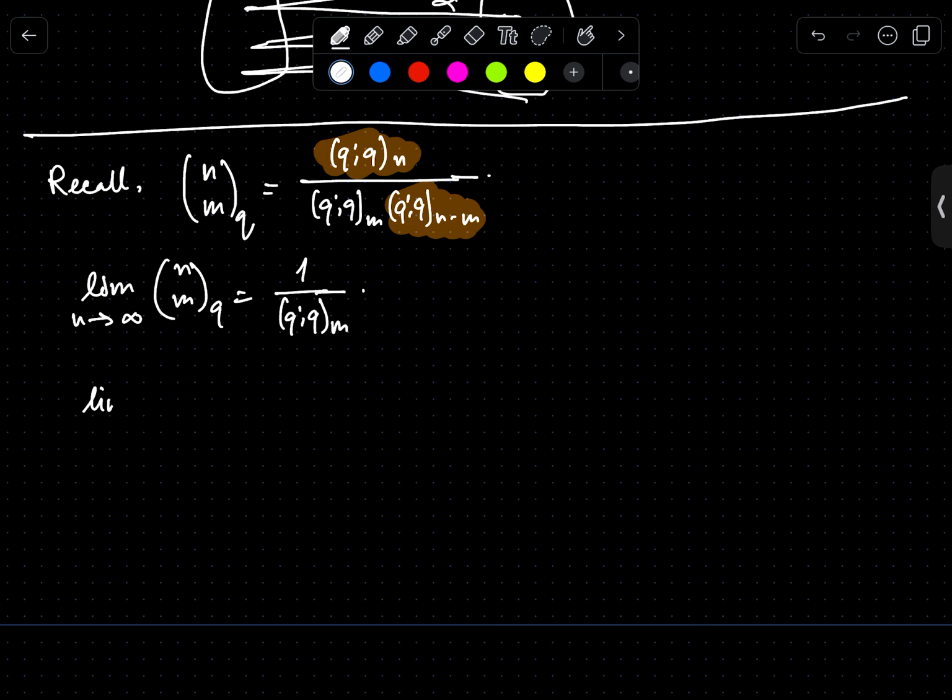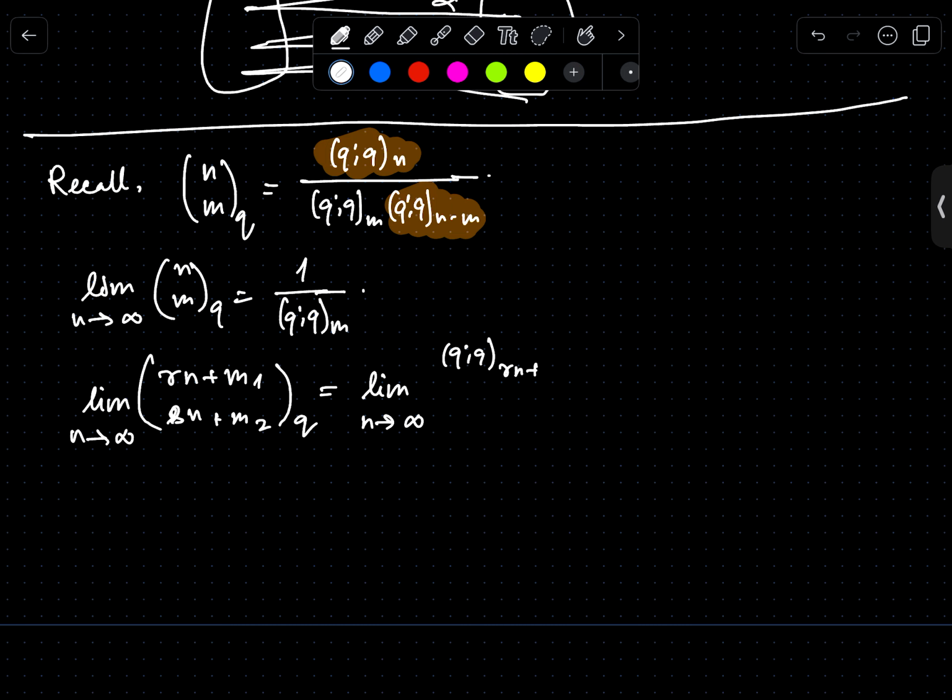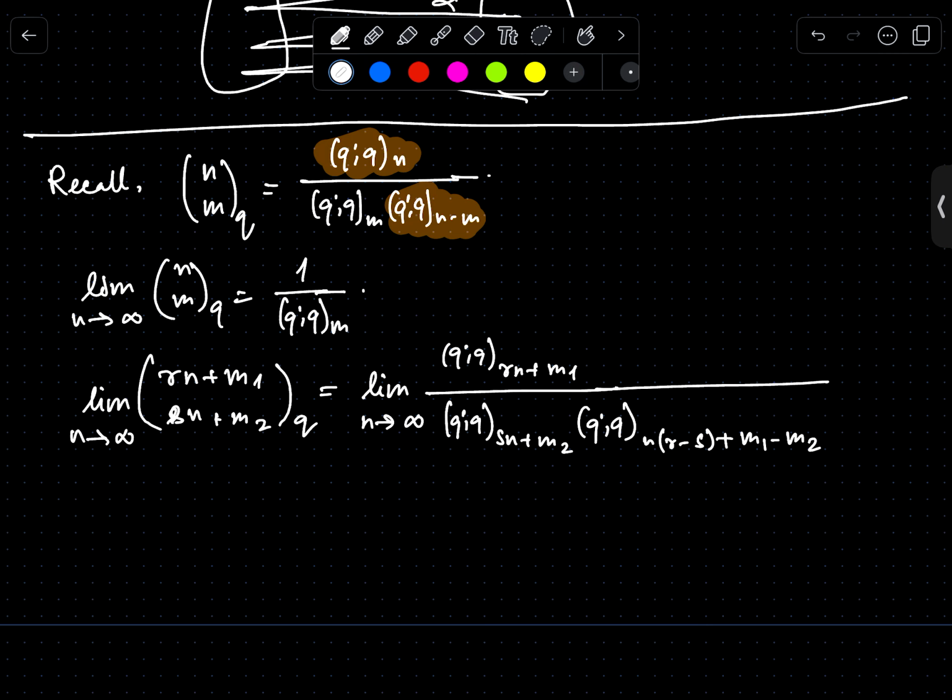Now the second thing that I want to notice is that suppose I have something like q^(rn+m1) and q^(sn+m2). Then I want to take the limit as n goes to infinity. Now, this is the same thing as taking the limit as n goes to infinity of, by the definition, (q^(rn+m1) divided by q^(sn+m2)) times q^(n(r-s)+m1-m2). Okay, so this is just the definition.